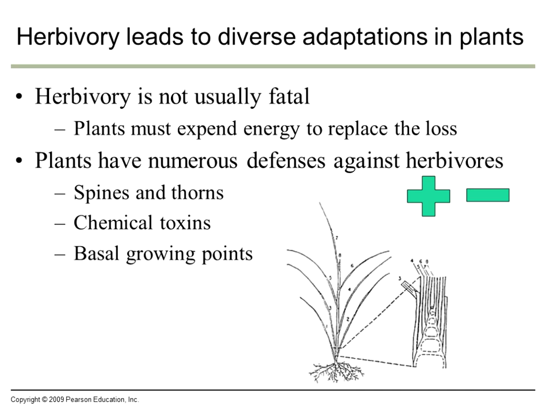They develop spines and thorns, they develop chemical toxins, and they also develop, in this case of grasses, basal growing points. So you can see in a grass the growing point isn't at the tip of the plant, it's at the base of the plant. So if an herbivore comes along and eats the blades of the grass, it can grow more from its basal growing points.